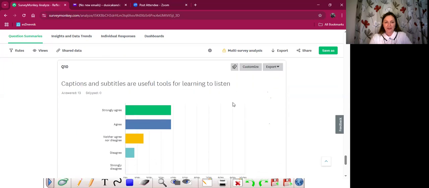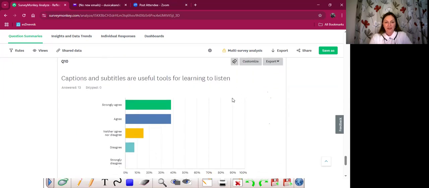And the last question. Captions and subtitles are useful tools for learning to listen. So the majority said that they agree, and I also agree. But I had one fruitful conversation and debate with other colleagues who disagree, and they say when we use captions and subtitles we don't actually listen, we read. So listening is not happening when we are using subtitles. And I still disagree with that. And I agree with the majority of you.